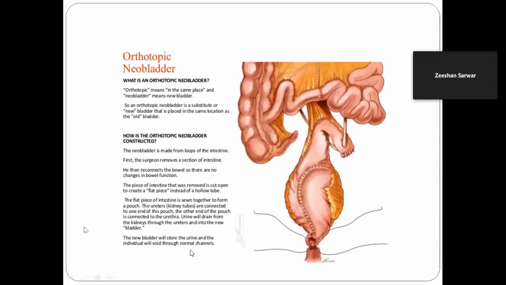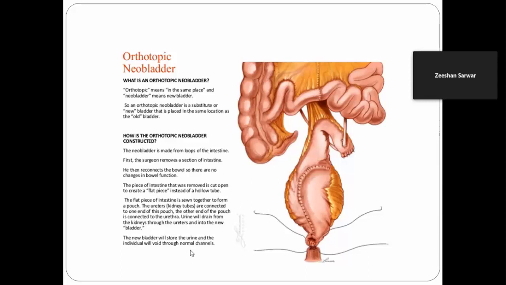Firstly, the surgeon removes a section of the intestine, then he reconnects the bowel, so there is no change in bowel function. The piece of the intestine that was removed is cut open to create a flat piece instead of a hollow tube. And the flat piece of intestine is stitched together to form a pouch.